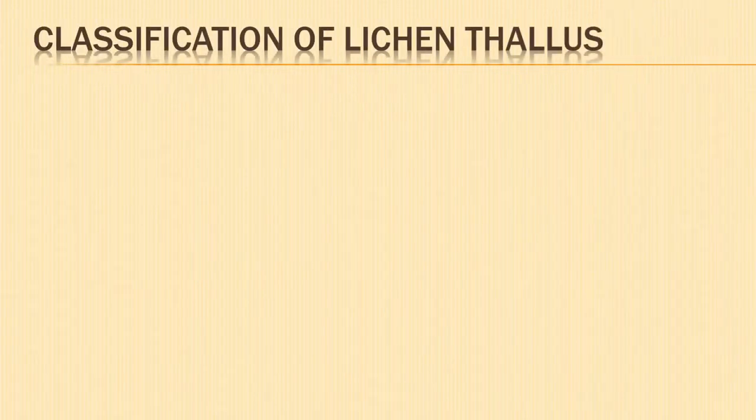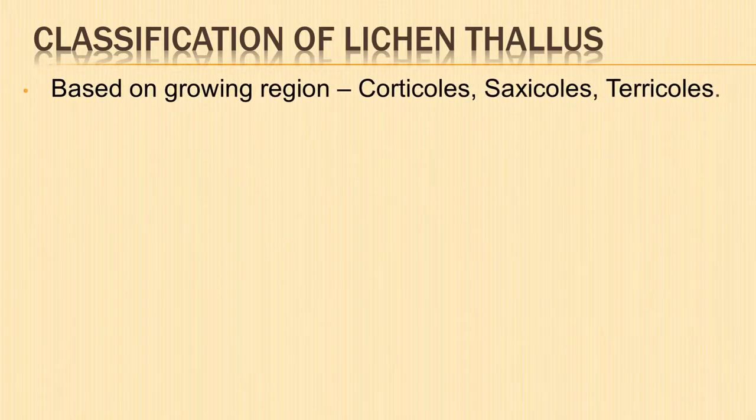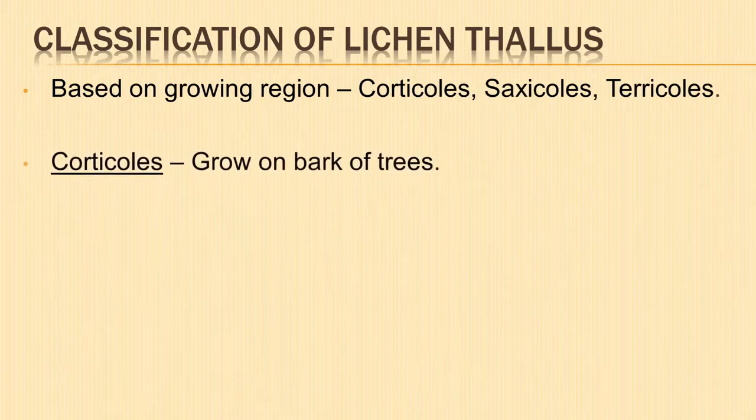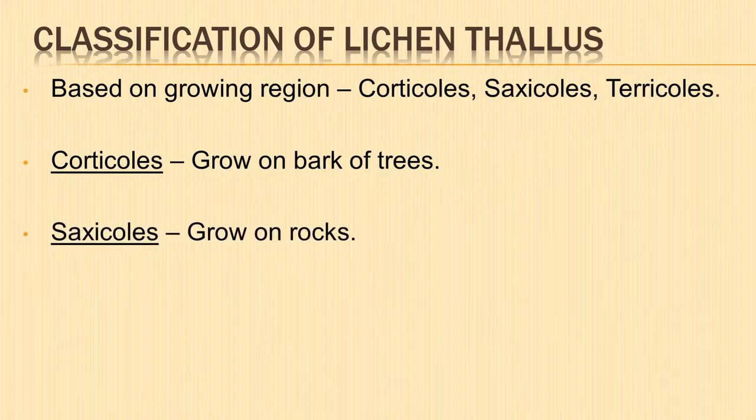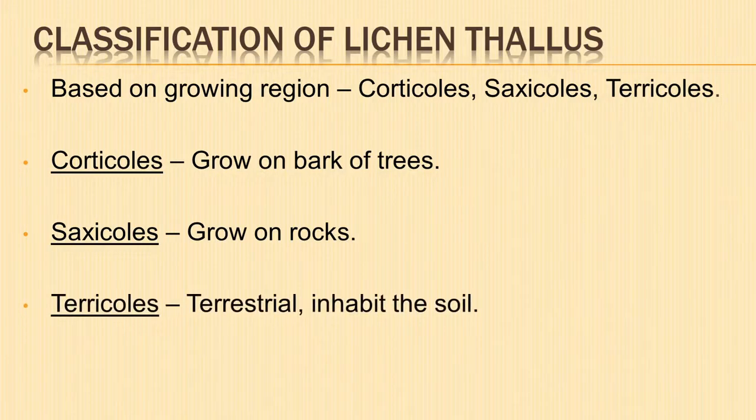Now, let us continue with lichen thallus. Depending on the growing region, lichens are grouped into corticoles, saxicoles, and terricoles. Corticoles grow on bark of trees and are mostly confined to the tropical and subtropical region where there is abundance of moisture. Saxicoles grow on rocks in cold regions. The terricoles are terrestrial and inhabit the soil.